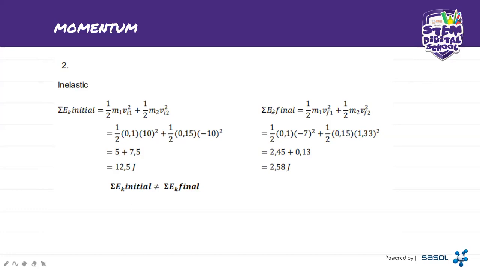And then we go to the kinetic energy for our final momentums, right? And that is going to give us 2.58. So which means that this is going to be an inelastic system. Why is that? Because these two are not equal, you see. So that's the reason. The sum of EK initial is not equal to the sum of EK final, and that's why we got an inelastic system.